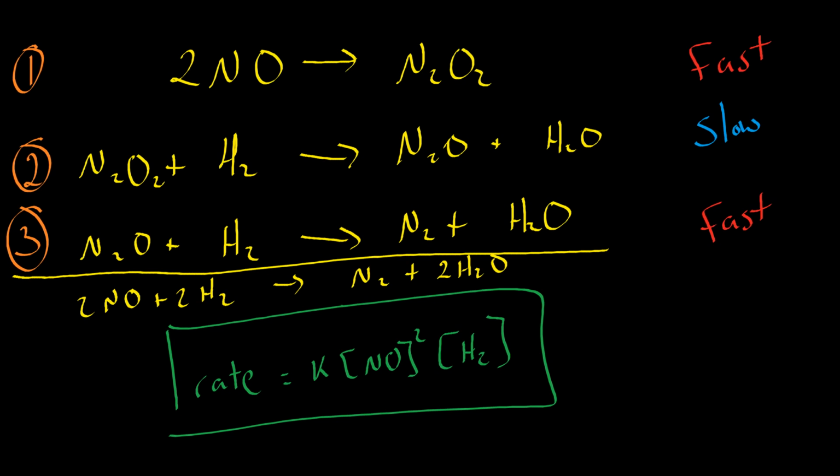And of course, the second hydrogen that you might expect from the overall reaction doesn't show up because it takes part in step 3 and therefore doesn't appear in the rate law. Likewise, the dinitrogen monoxide, the N2O, shows up as a product of the slow step, so it disappears pretty much as soon as it's made, thanks to step 3 being faster than step 2. So you don't have to take it into account, and it's not going to show up in the rate law.